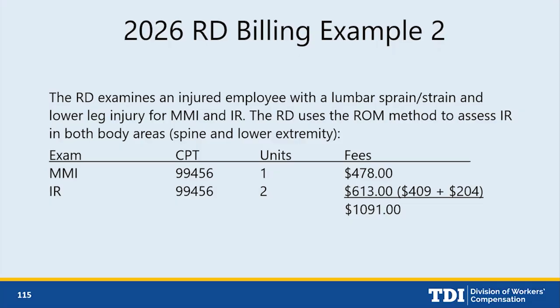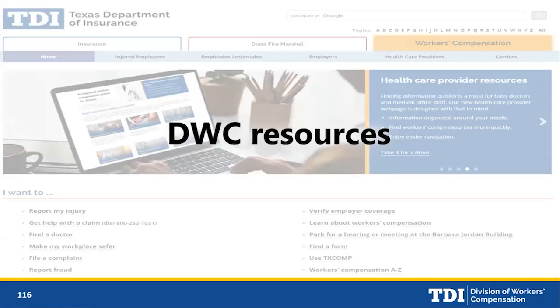In this example, lumbar sprain and strain, injury to the lower legs. So now we have 2 MSK body areas for maximum medical improvement and impairment rating. The referred doctor, they can use range of motion to assess the impairment rating to both areas. So maximum medical improvement, 99456, reimbursed at $478. And then we have our two body areas. And again, we see $409 for the first body area, $204 for the second. Total for this referred doctor evaluation, $1,091. And that's it. So we've gone through all of our doctor roles.